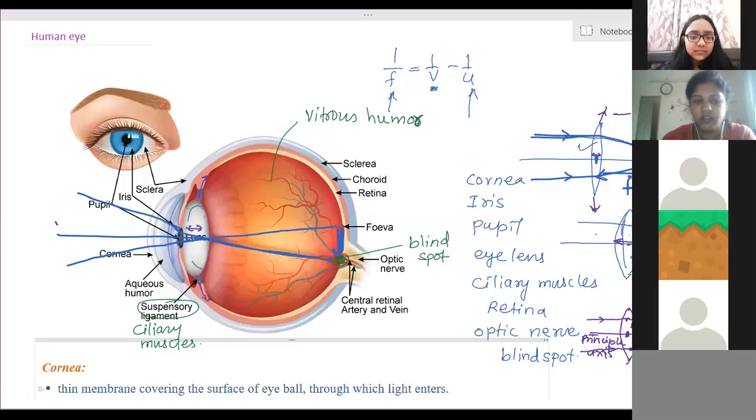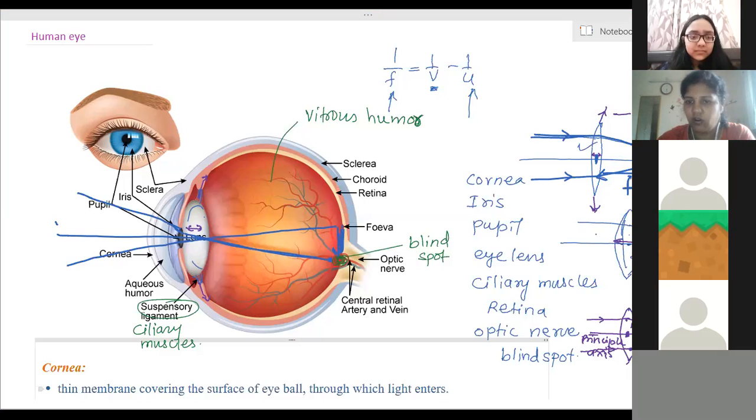Image is formed on this retina, on the screen that is called the retina. So the retina is the screen of the eye, and it also consists of some sensitive cells, the cells which sense the information. Whenever the image is formed on the retina, that is sensed by the sensors called rod-shaped and cone-shaped cells.